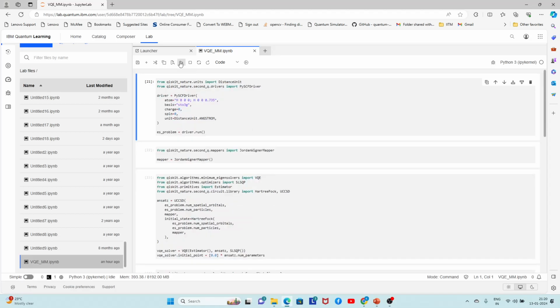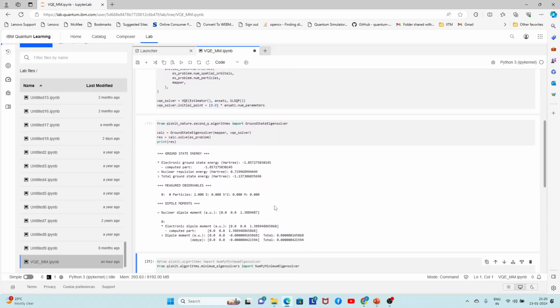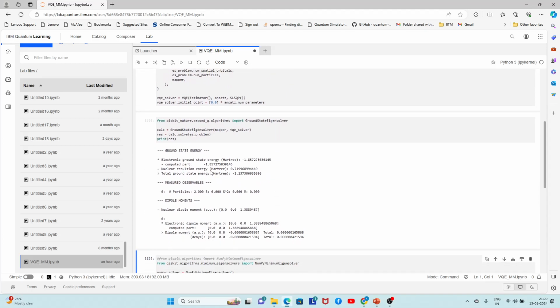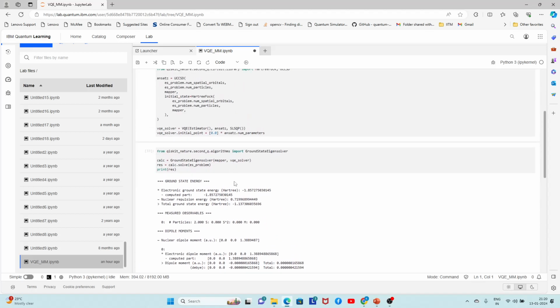All right. Oh, sorry, something happened, but anyway, it's running, and you can see here it's very fast, right? We're able to model a hydrogen molecule, and we got the electronic ground state energy in Hartree. Not only that, we got nuclear repulsion energy, total ground state energy, and some more parameters like the dipole moment and things like that.